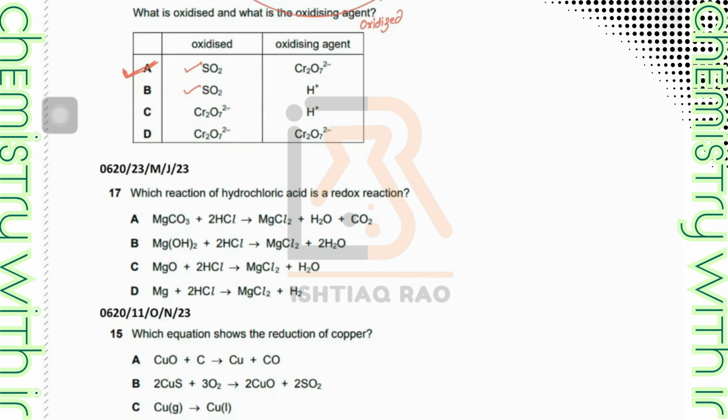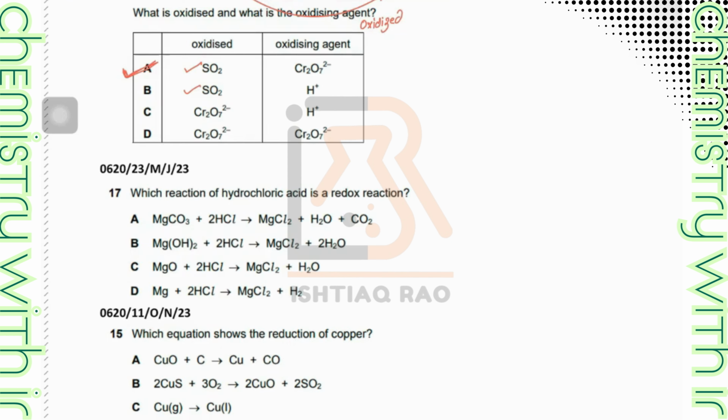Sir, is the answer C? Again, this is an acid-base reaction. It's a neutralization reaction. A neutralization reaction is not a redox reaction. If this is not a redox reaction, how can I say which reaction of hydrochloric acid is a redox reaction? Hydrochloric acid is involved, but this is acid, this is base. All metal oxides are basic. So C is incorrect.